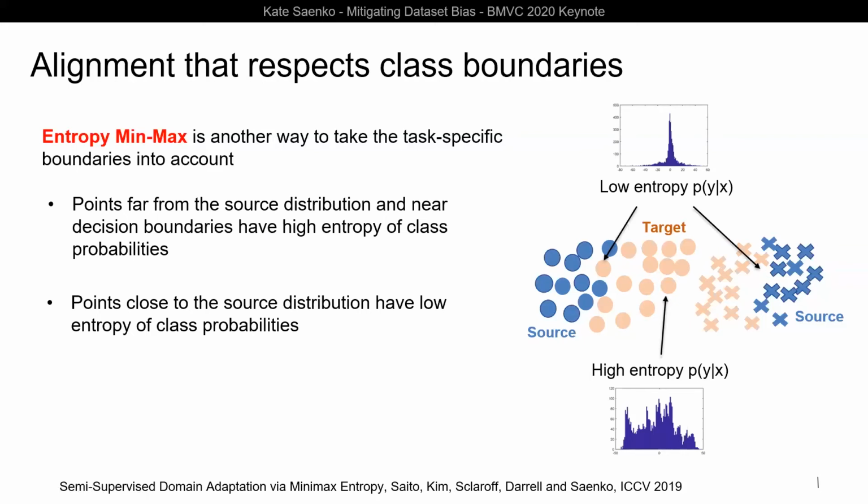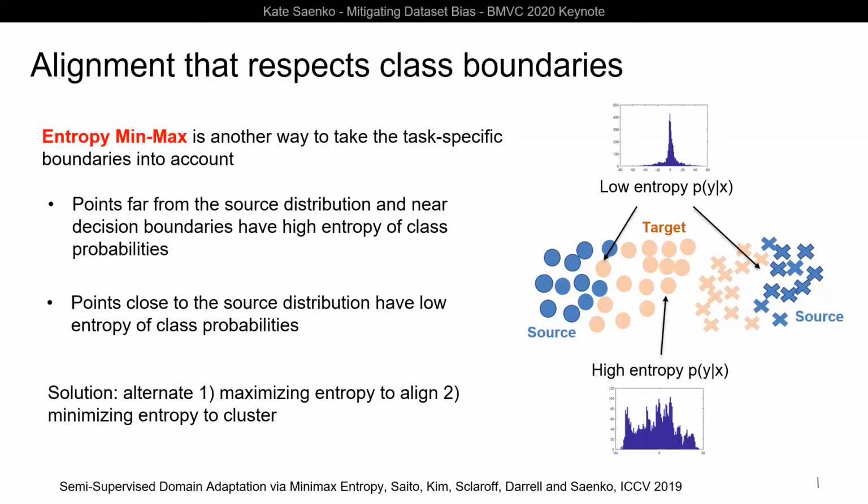And so we can use this intuition to develop another method that will align the distributions in a way that respects class boundaries. So we do this by alternating two steps. The first step maximizes the entropy of the classifier. And what this does is it aligns the distributions closer together. And the second step will minimize the entropy to cluster target points closer to their respective source points. So this will make target points more discriminative and push them away from the decision boundary. So again, I won't talk about the results due to lack of time, but they are also in the paper if you're interested.